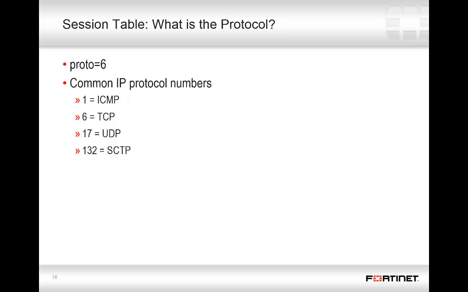The session table contains information about each packet's protocol. This is shown by the proto equals field. The most commonly used ones are ICMP, TCP, UDP, and SCTP, and their protocol numbers are shown here.